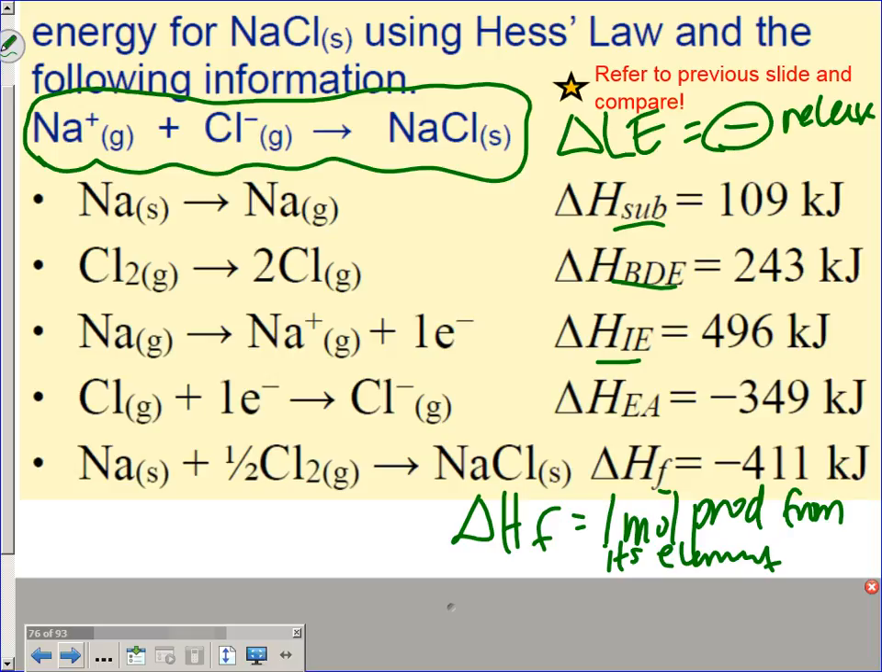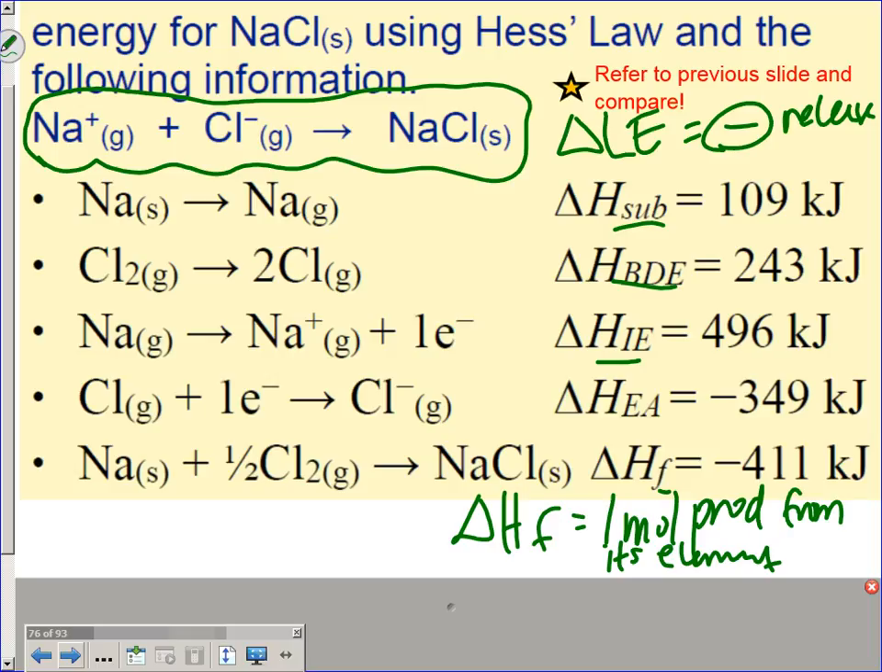I need that because I can't see if I move it. So write down Na+ gas plus chlorine gas yields NaCl solid. Our job is to find what this delta H is, which is the enthalpy of lattice energy.